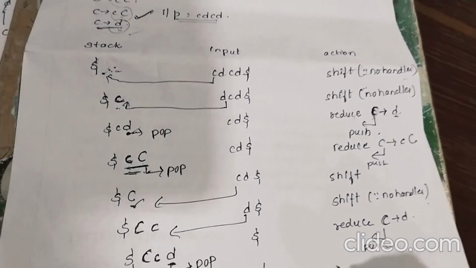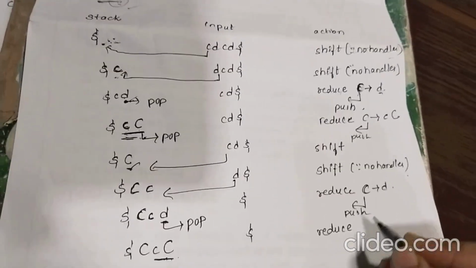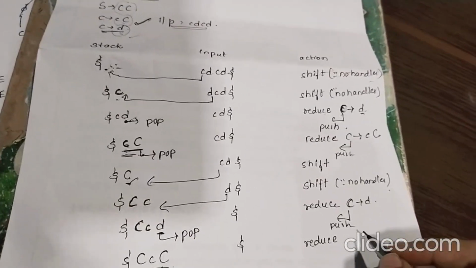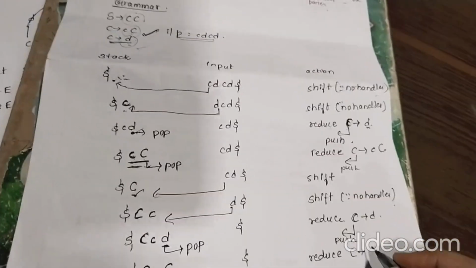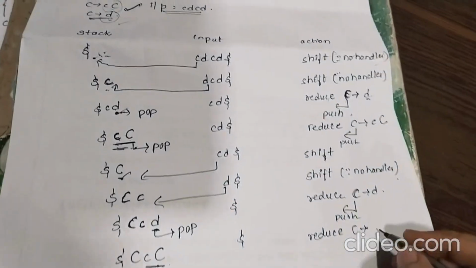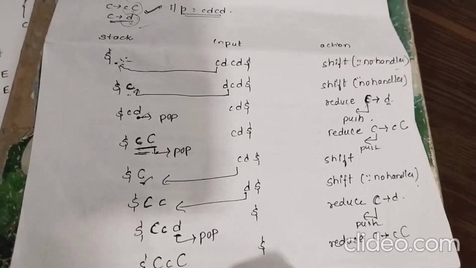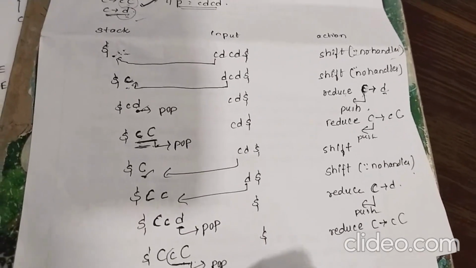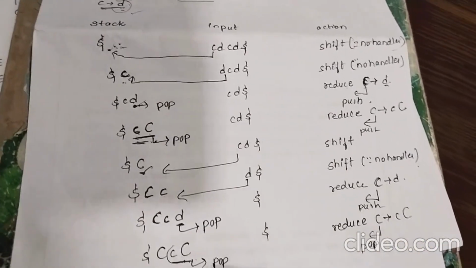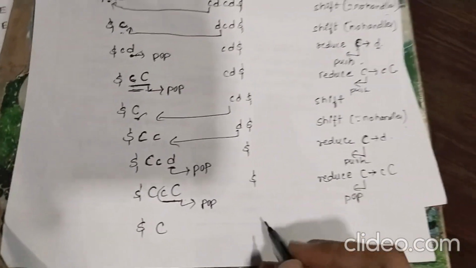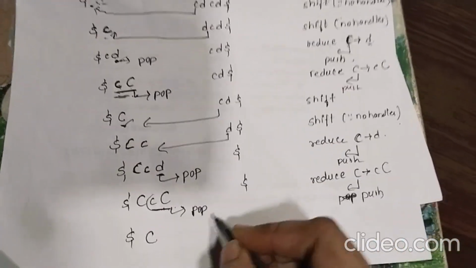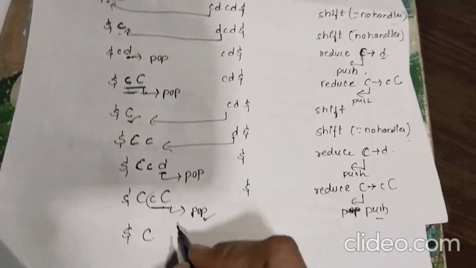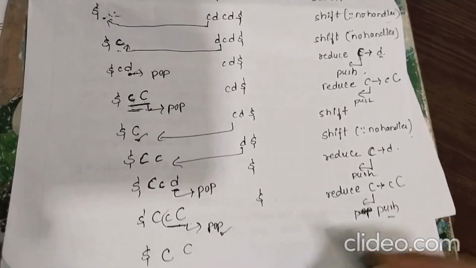So when there are handles, RHS, if they are in the stack, then we perform which operation? Reduce. Write that as it is, this one. Small c, capital C. Okay. Now pop this totally. Push this LHS. Capital C. You need to pop this. You need to push this. What you will push? Capital C. Here dollar as it is.